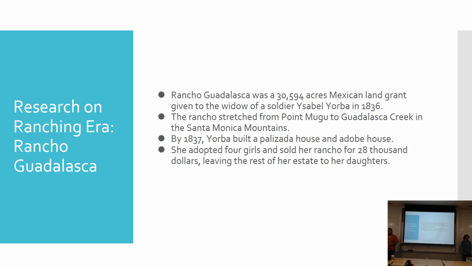That was a Mexican land grant given by a magistrate to the widow of one of the soldiers who fought in the war back then. The widow, Isabel Yorba, built a Beliza house and adobe house. She adopted 4 girls, and she sold her rancho for $28,000, which back then was a really large sum of money, and she was able to leave the rest of her estate to her daughters. So she was considered one of the most influential women back then, which is really amazing.